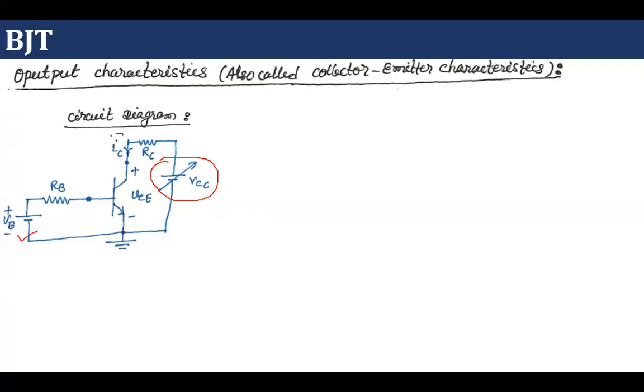And we are going to measure two parameters, IC, the collector current, and VCE. This is the output side parameter. So the graph plotted between these two parameters is known as the output characteristic. It is also known as the collector-emitter characteristic.